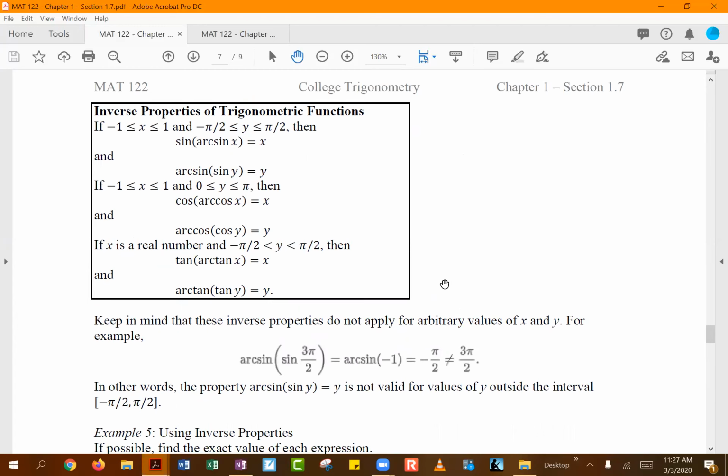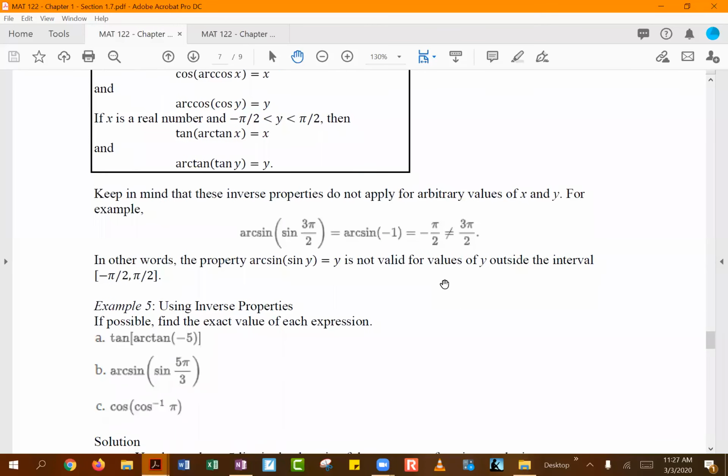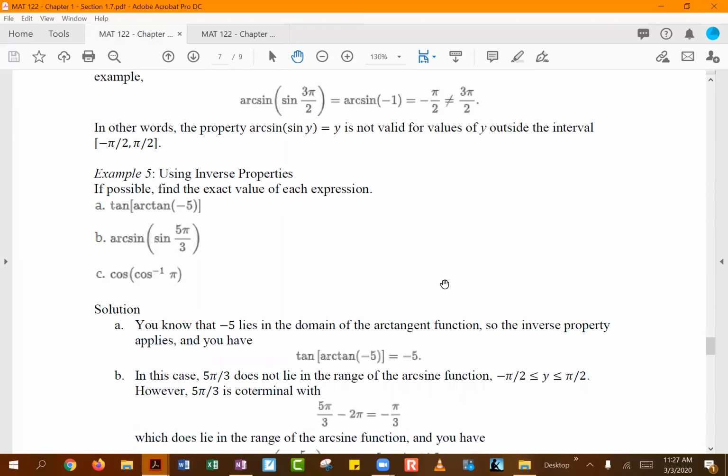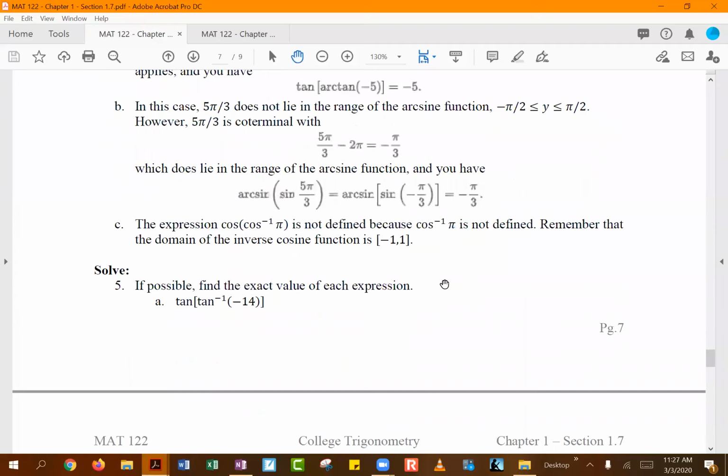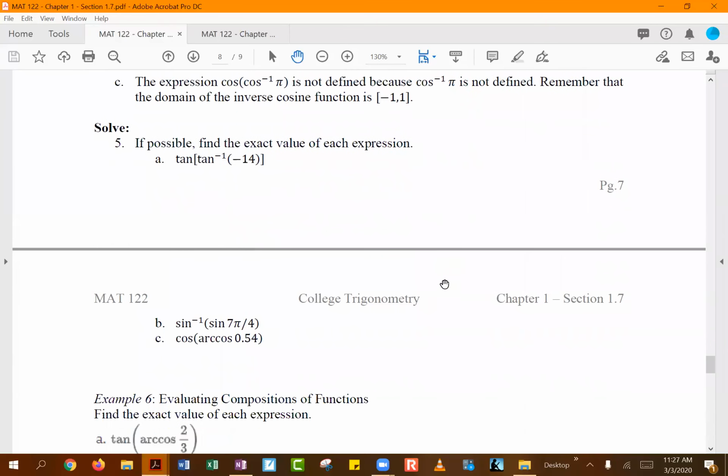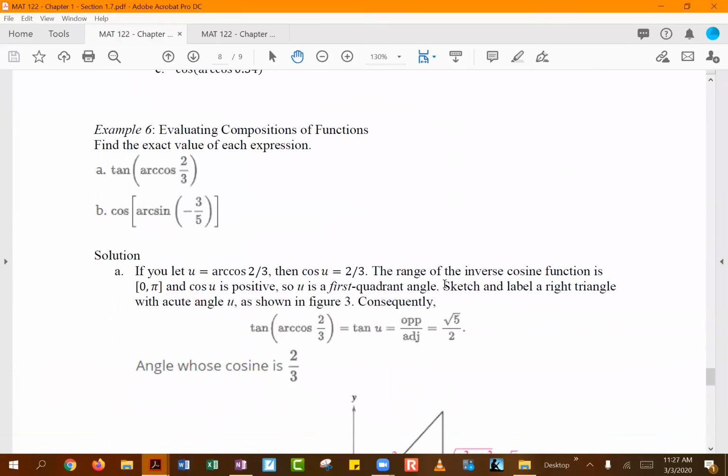And remember, we said as long as the value of x is within the domain and range for the inverse functions, we could use these properties, that the composition between the sine and arc sine function, or cosine and arc cosine, and tangent and arc tangent, could come out to be the value of x as long as you were within the domain and range of those functions. And these were the examples we had looked at.